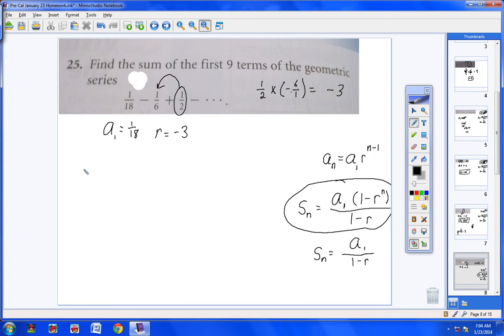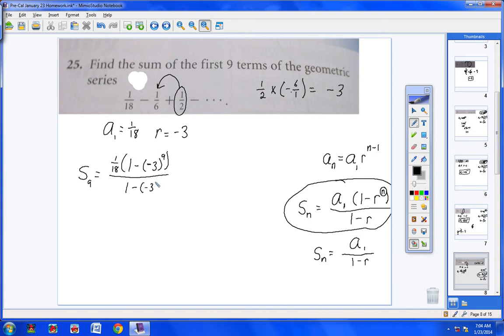Alright, so I am now ready to find the sum of the first 9 terms, and here's the formula I'm going to use. S subscript 9, that means I'm adding up 9 terms, equals, my first term goes up top, so 1/18, then parentheses, 1 minus, and then parentheses, -3 to the 9th power. And see this n right here? I know that's a 9 because I'm finding the sum of 9 terms, and that's all over 1 minus -3.